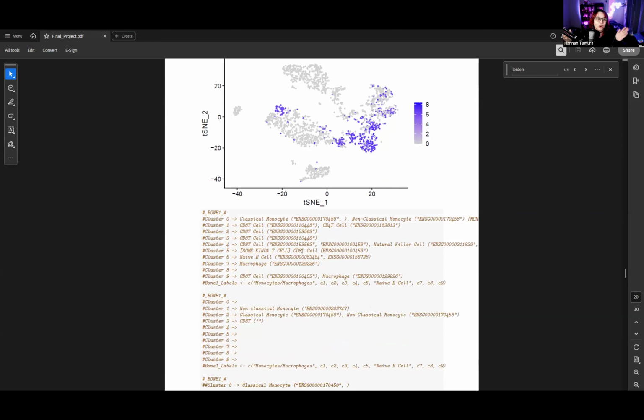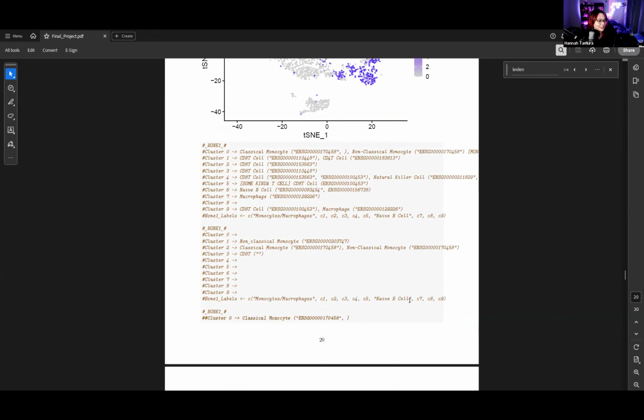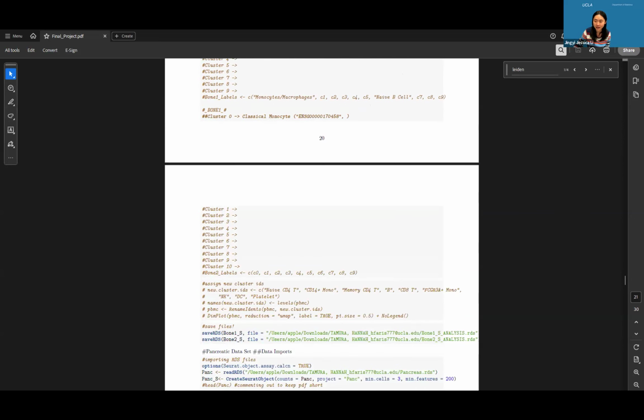So I did pretty much all the standard pipeline for datasets 1, 2, and also the other dataset, the pancreatic dataset, but I didn't get to fully labeling everything yet. So that's where I'm at. Yeah. Thank you.